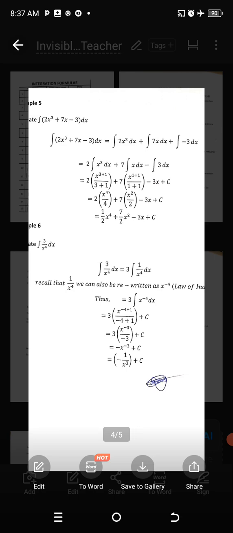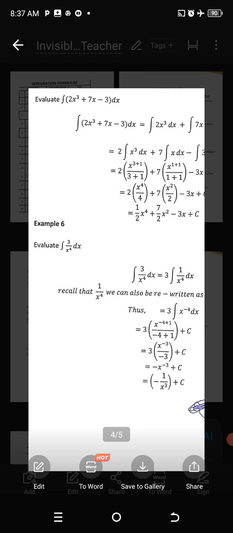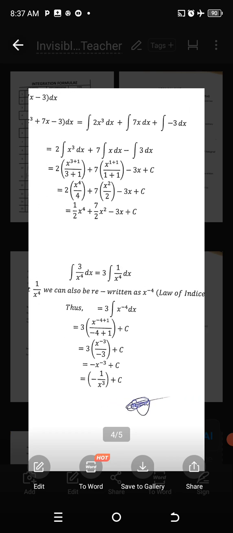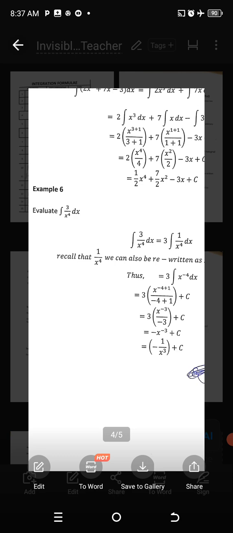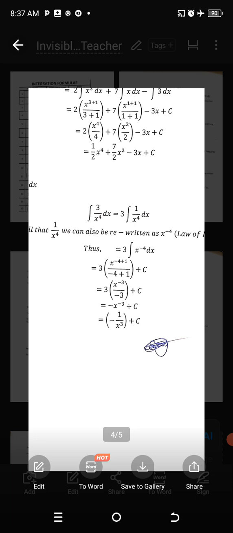So 1 over x to the power 4 dx. Recall that 1 over x to the power 4 can also be written as x to the power minus 4. That is from the law of indices. If you don't know the law of indices, you can go back to it. Actually, later on, we are going to work on that topic too, but for now, we are working on integration.